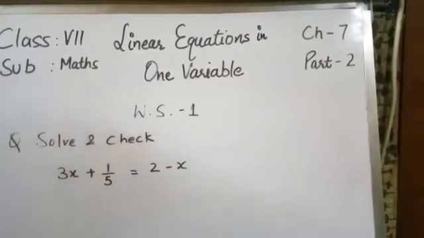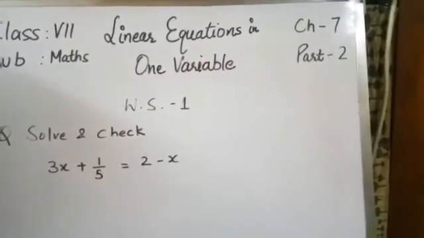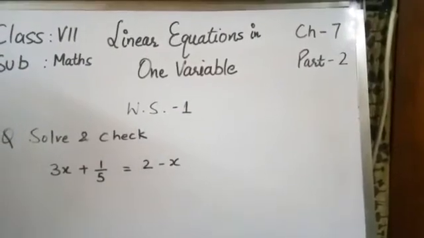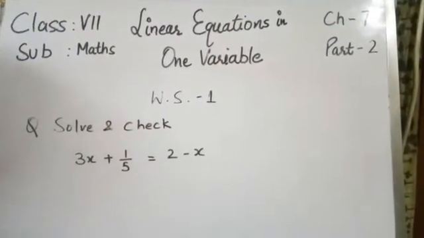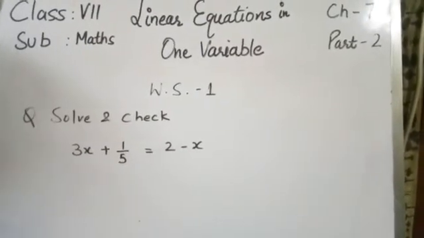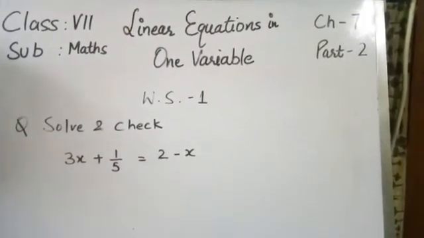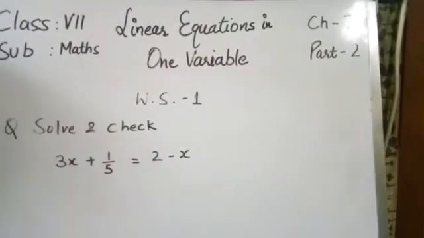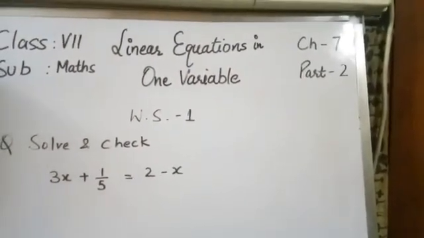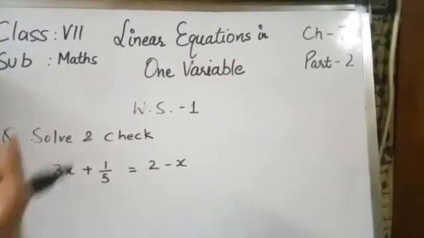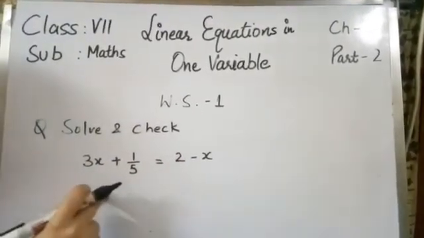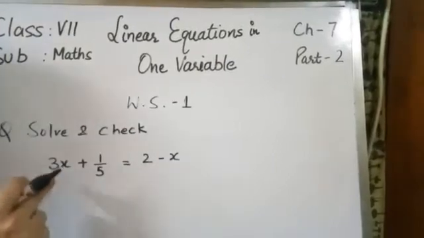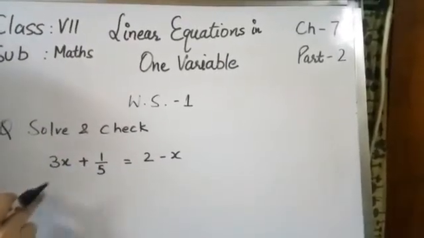Hello students, in today's e-lecture we are going to discuss the questions of worksheet 1 of chapter 7. Yesterday I told you about the transposition of the variable and the number from LHS to RHS or RHS to LHS. Yesterday we even did the question when the variable is only on one side of the equation. But today we are going to discuss when the variables are on both sides of the equation.